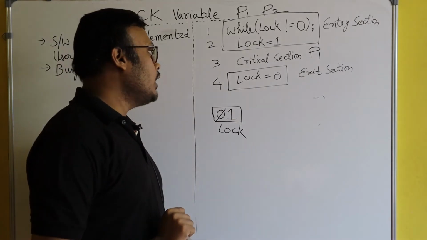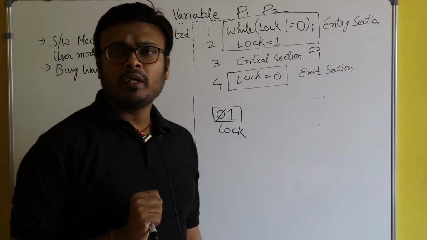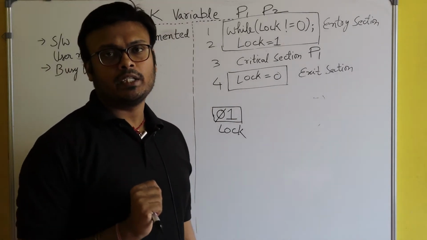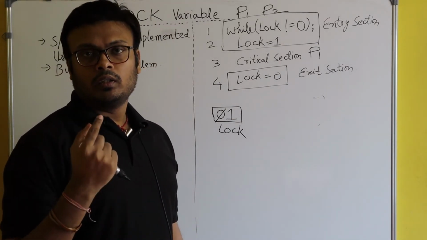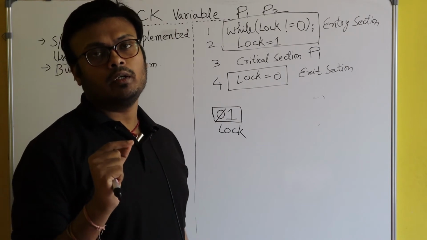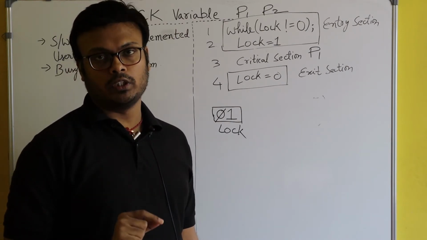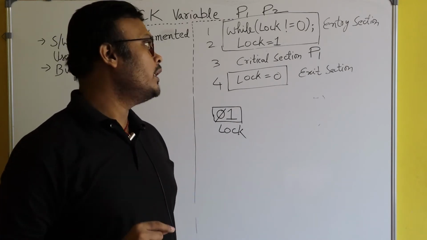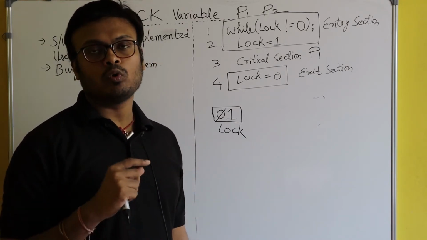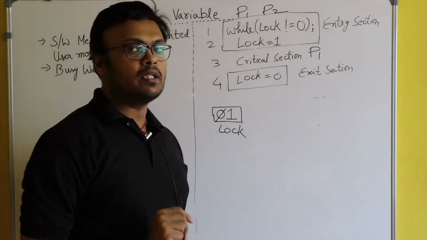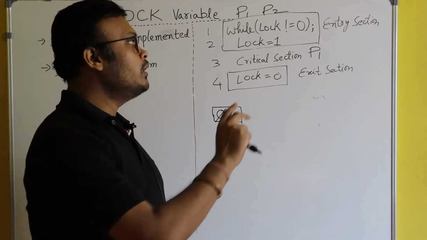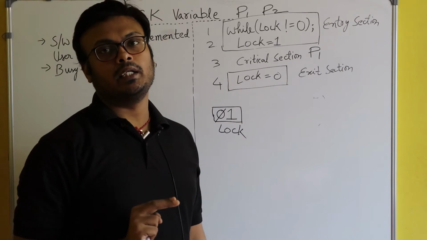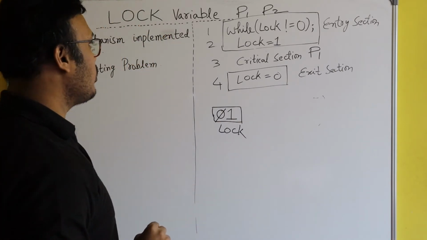Now, the primary requirement of process synchronization is what? One of the most important requirements is mutual exclusion. So let's see whether mutual exclusion is possible here or not. Mutual exclusion means if a process P1 is present in the critical section, then process P2 can't enter inside it.